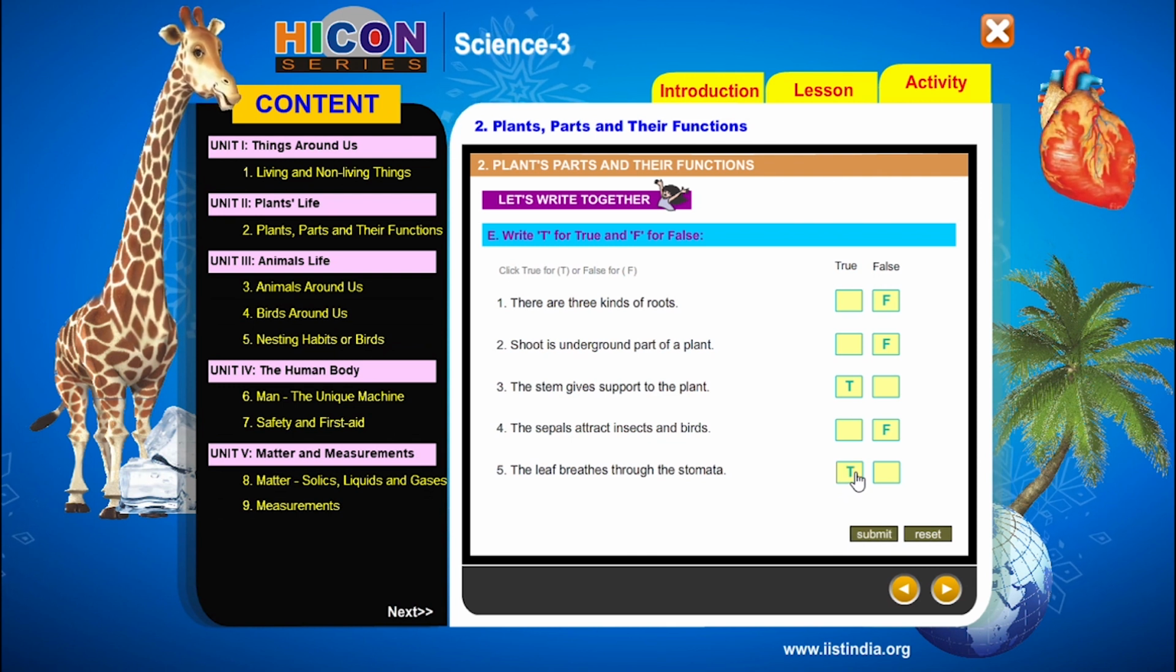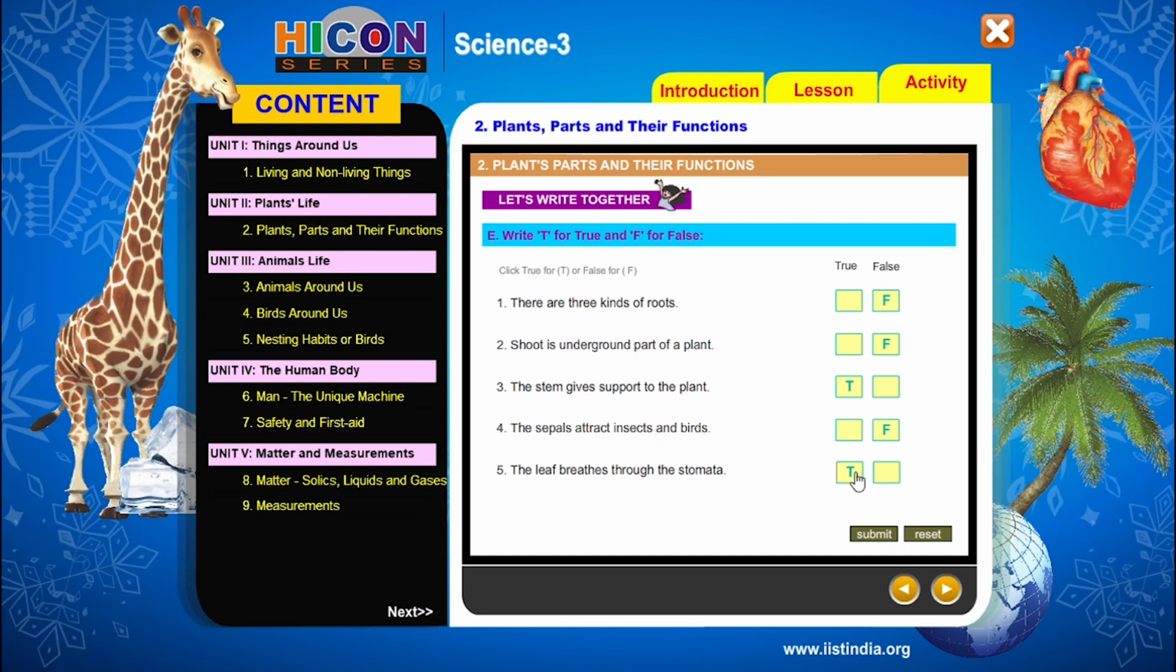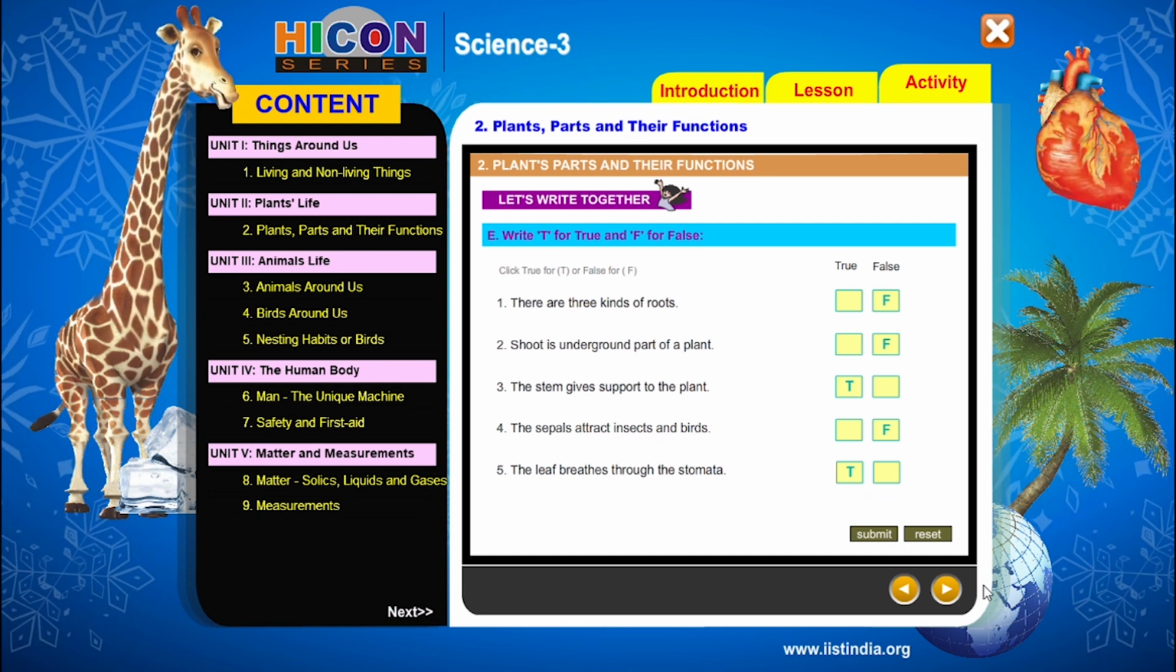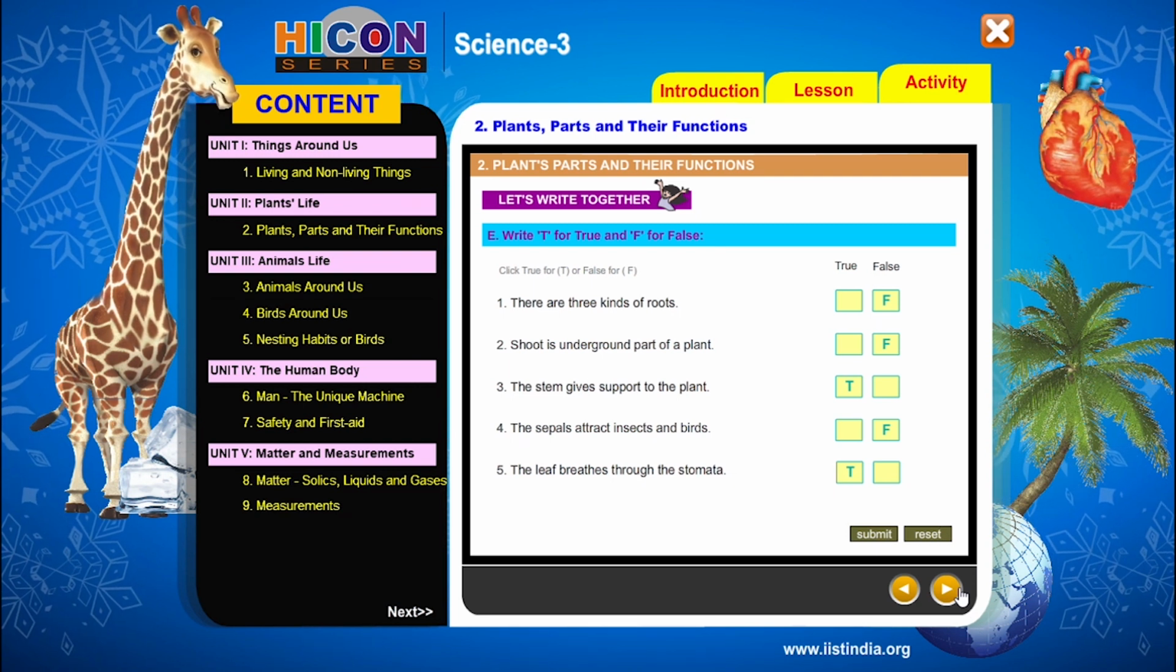Children, these are the true and false sentences. Note down these true and false sentences in your notebook and practice at your home. Let us enter the next part in the activity section.